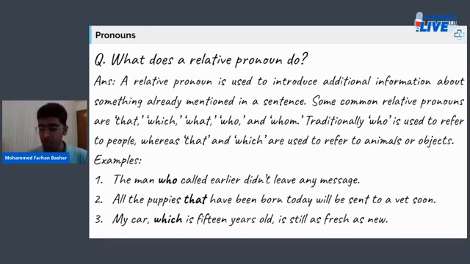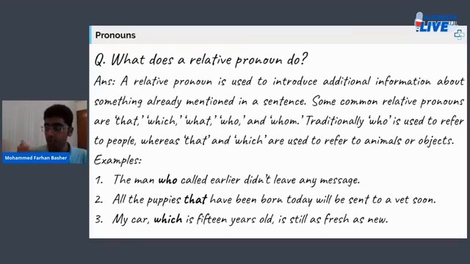My car, which is 15 years old, is still as fresh as new. Take a look at this. Here, your main information is that your car is still as fresh as new, but not only that, you want to bring in more information, right? So you want to say that the car is 15 years old. How do you do so? You do so with the help of a relative pronoun. So you say, my car, which is 15 years old, is still as fresh as new.